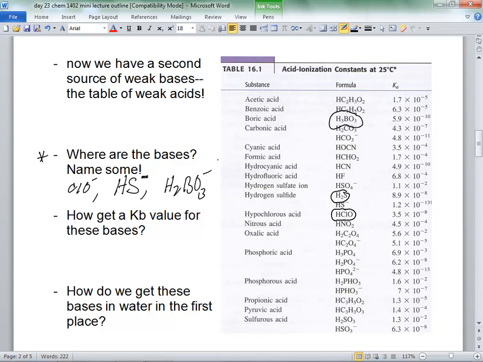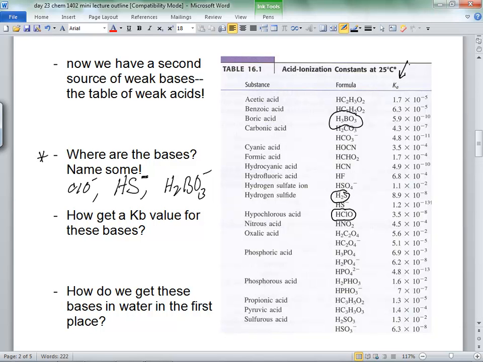Let's back up a little bit. We have these bases in water. If this is in water, that solution is going to be basic, right? Because they're conjugate bases. How do you get a Kb value? Because we're going to write the Kb reaction. We have to do ICE, but you need a number for Kb. All you have are the Kas.